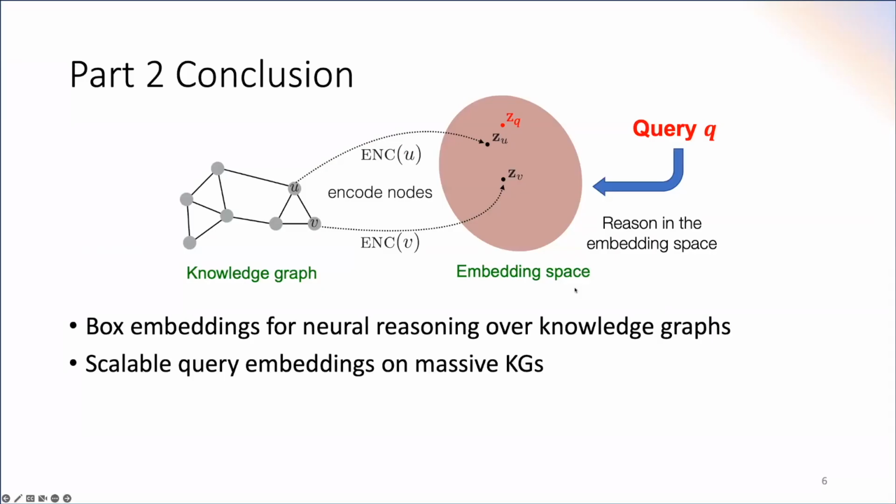So this concludes our part 2, where we introduce box embedding for this neural reasoning over knowledge bases. And we also present SMORE, which is an efficient and scalable framework for implementing all these query embeddings to reason over these massive KGs.